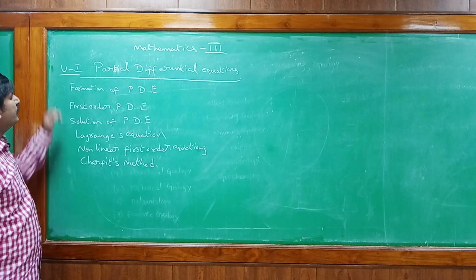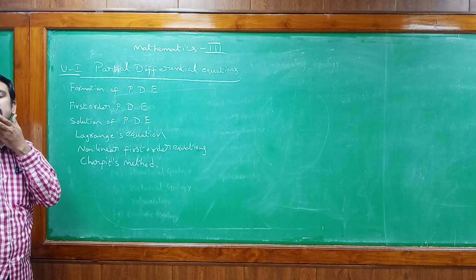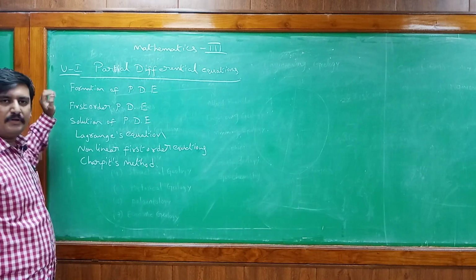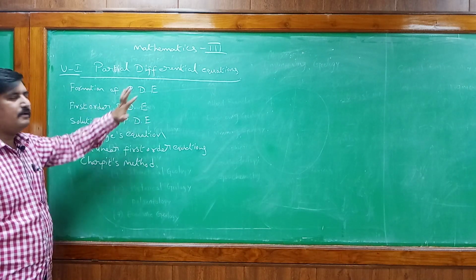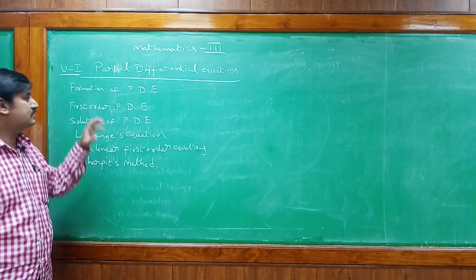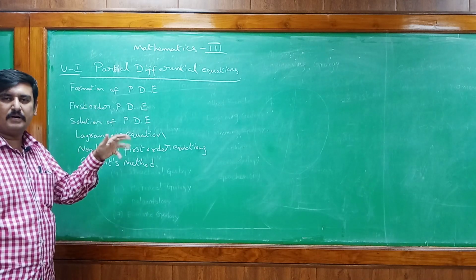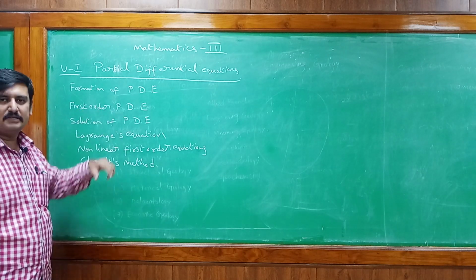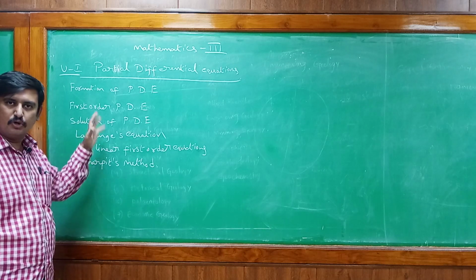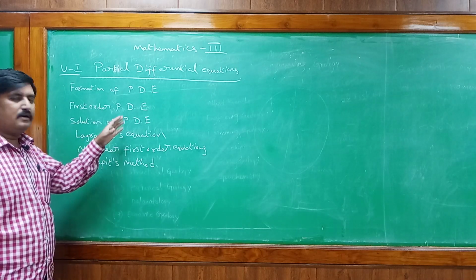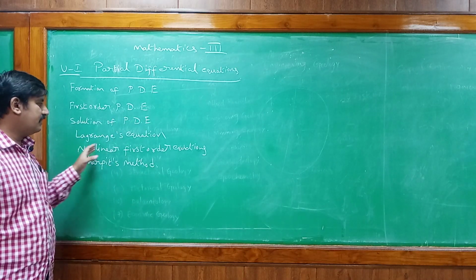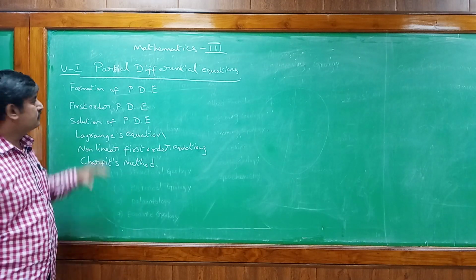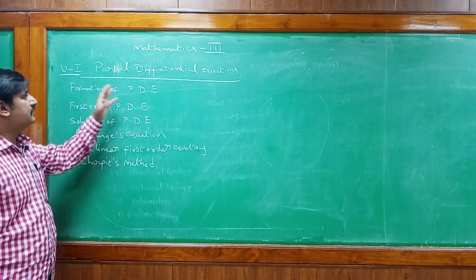In that, unit 1 is what? Partial differential equations. So what are the topics here? In the subtopics, first of all, how to form a partial differential equation. Then we have the second topic, first order partial differential equation. Then we have solution of partial differential equation using Lagrange's equation. Then we have non-linear first order equation and, at the end, Charpit's method. So these are the subtopics in partial differential equation.